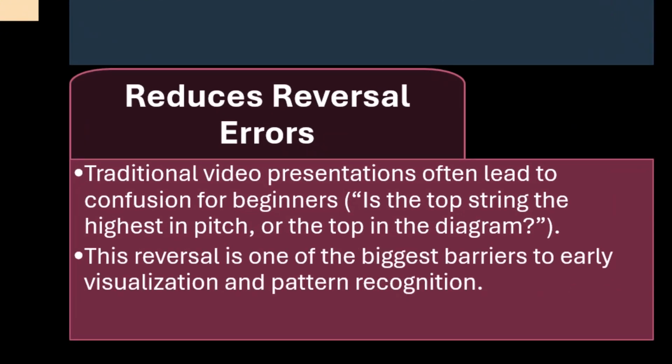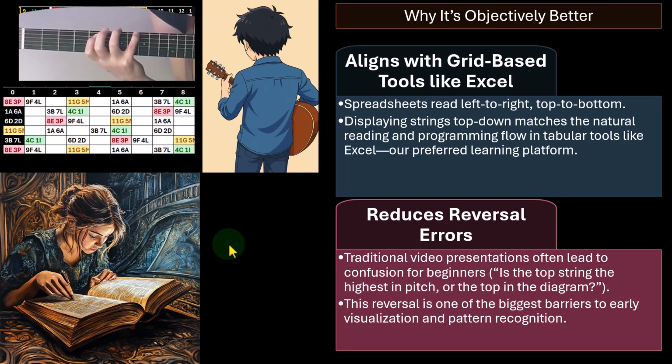So in any case, this reversal is one of the biggest barriers to early visualization and pattern recognition. If you don't test this out, you might say it's not a big deal, I could just flip it around in my mind. But seriously, look at the two. Even if you're experienced, I think you'll find that you're spending a lot more cognitive energy flipping something around.